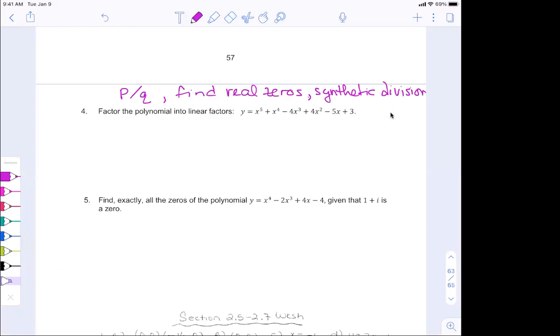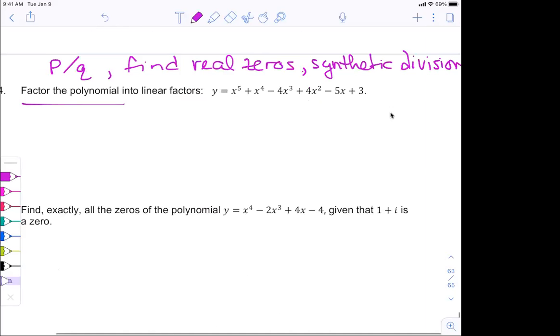So if you see those words and it is a really long problem, where every exponent is represented, that's the process of finding the linear factors. If it was a short trinomial and it said to factor completely, then you can just use AC grouping. But if it has 4 terms, 5 terms, 6 terms, that's the big process: P over Q, find the zeros from the calculator, use synthetic division.